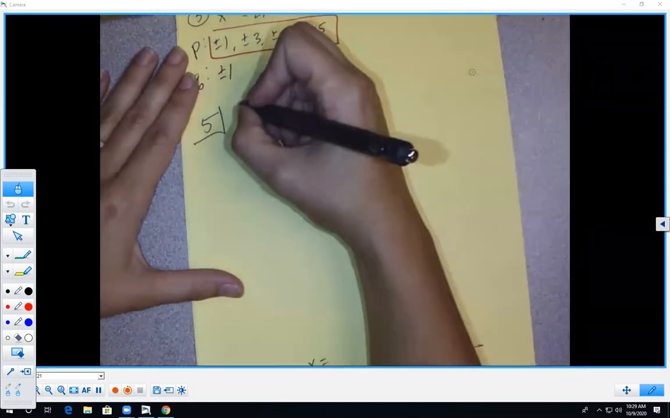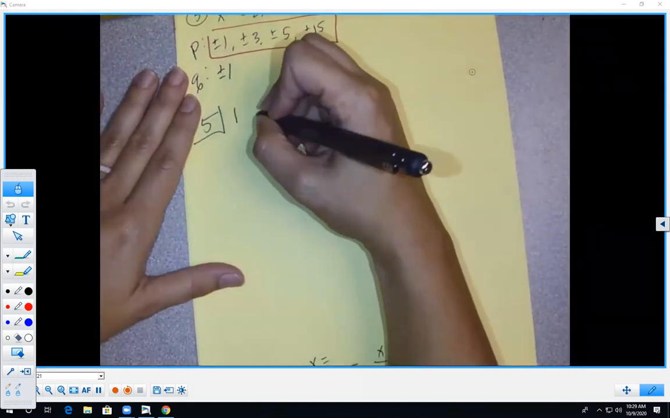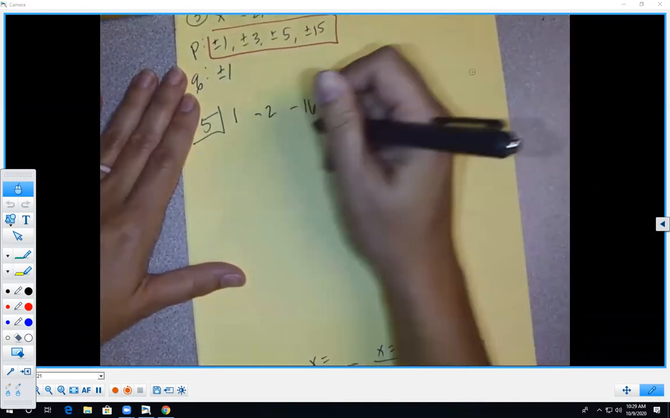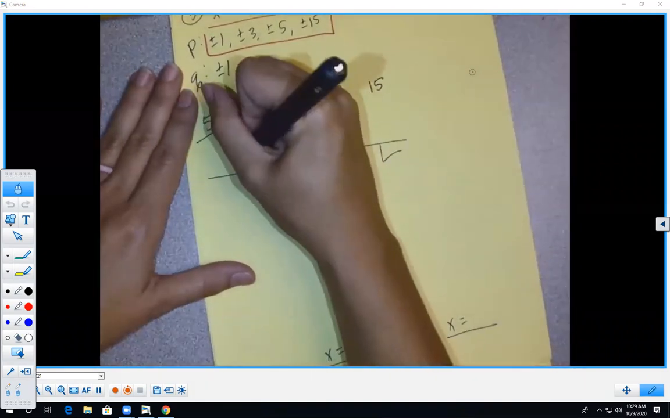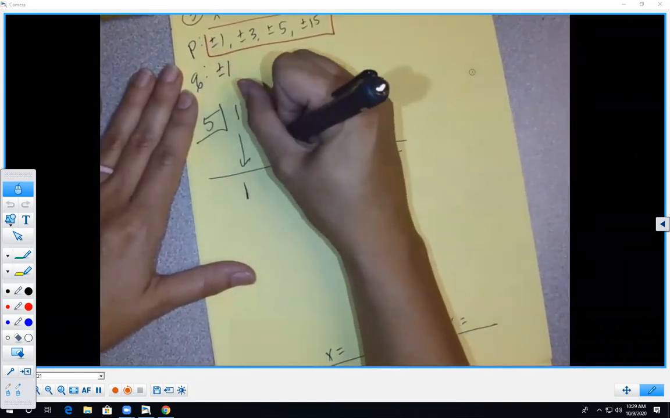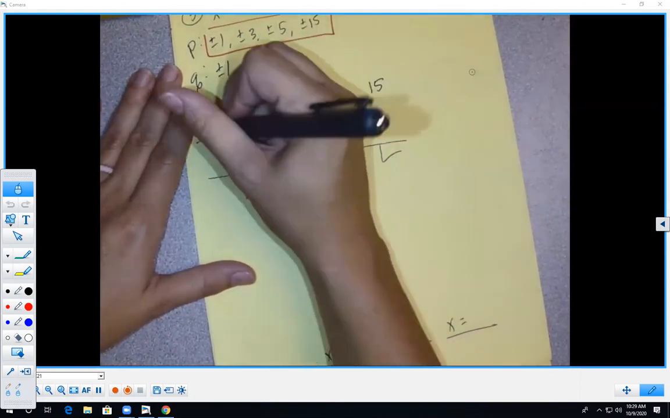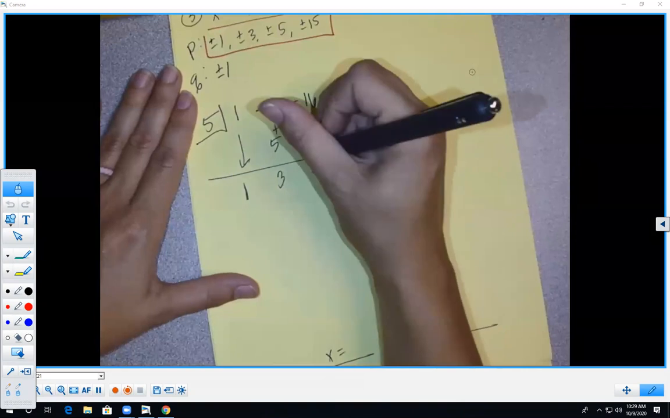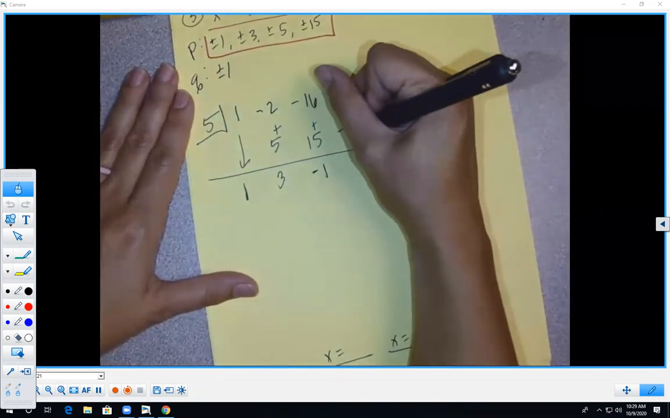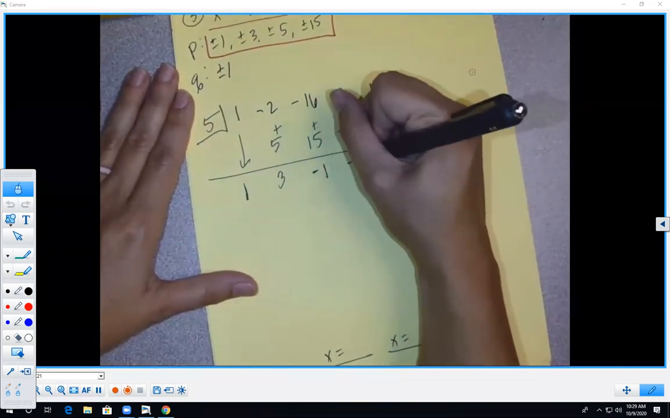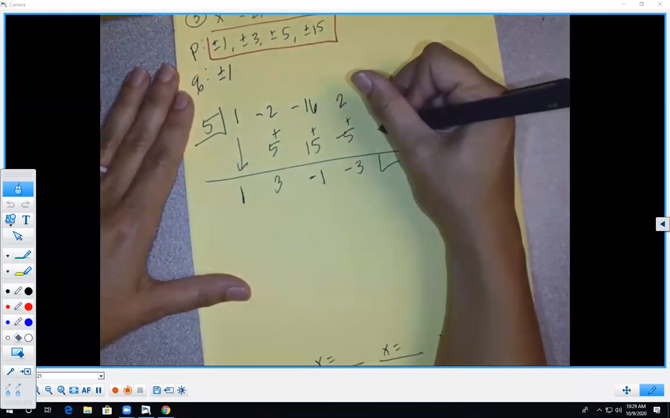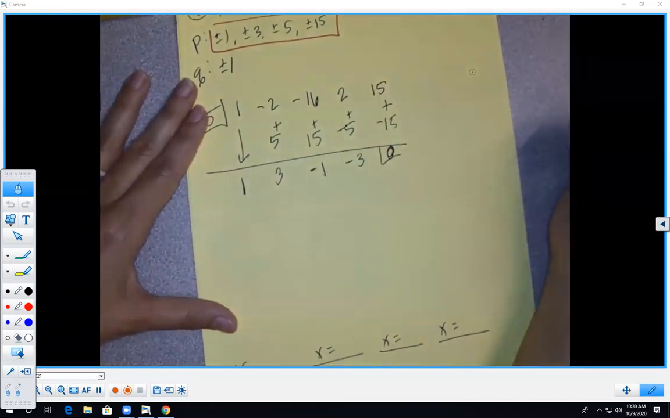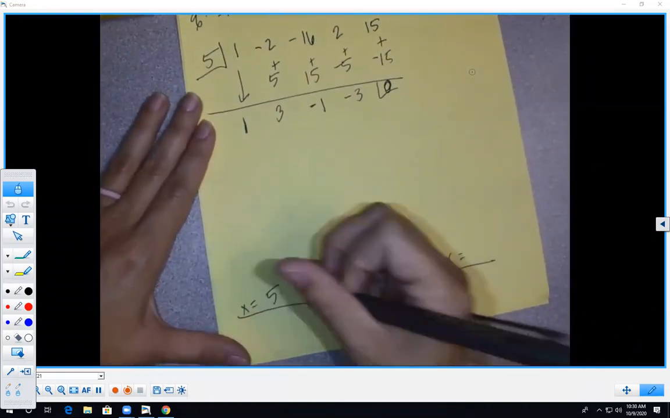Okay, so my coefficients are 1, -2, -16, +2, +15. So bring down the 1. 5 times 1 is 5. -2 plus 5 is 3. 3 times 5 is 15. -16 and 15 is -1. 5 times -1 is -5. 2 plus -5 is -3. 5 times -3 is -15. And +15 and -15 is 0. That's good. That tells me that 5 is an answer.